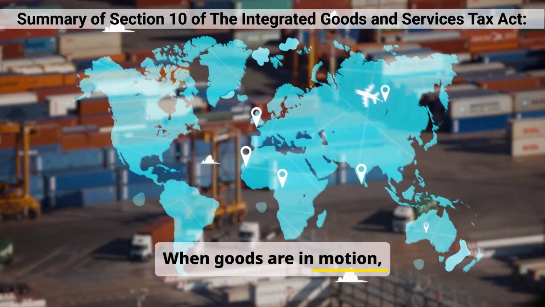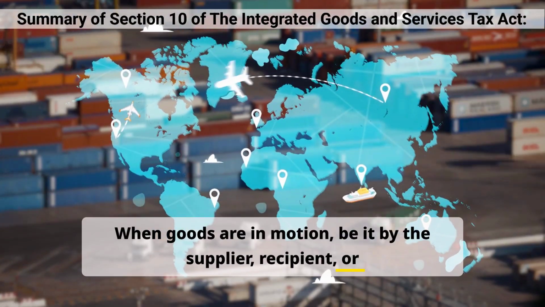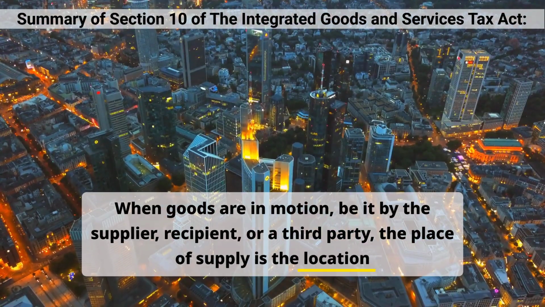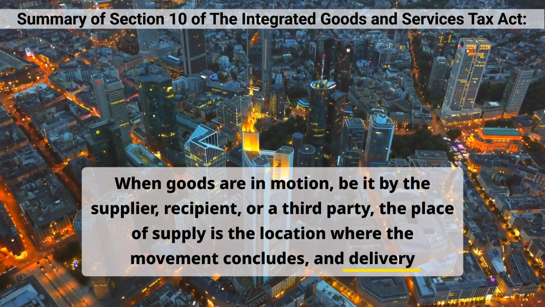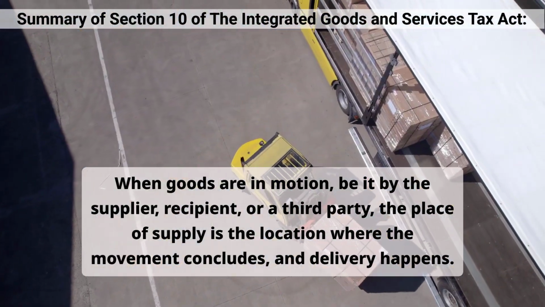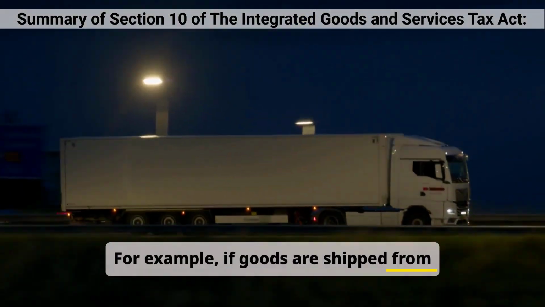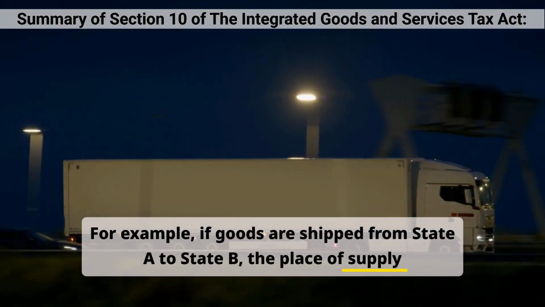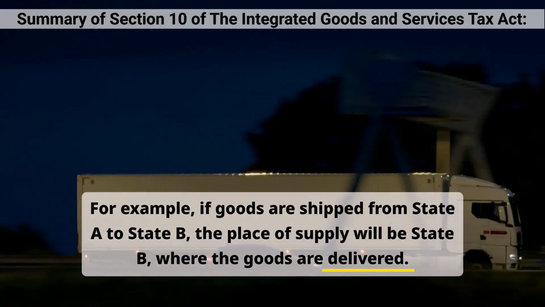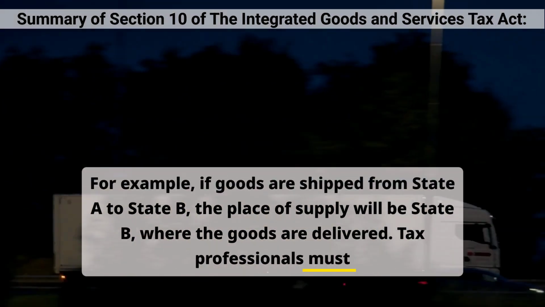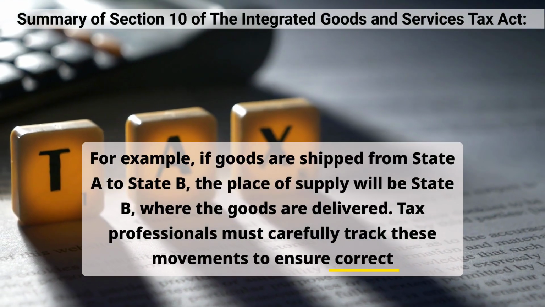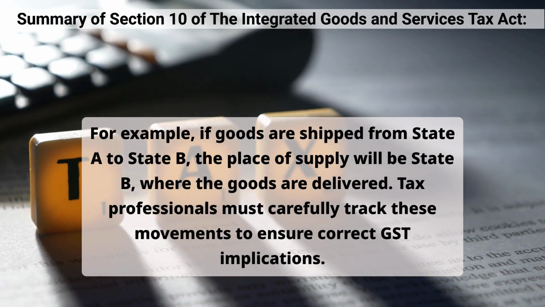When goods are in motion, be it by the supplier, recipient, or a third party, the place of supply is the location where the movement concludes and delivery happens. For example, if goods are shipped from state A to state B, the place of supply will be state B, where the goods are delivered. Tax professionals must carefully track these movements to ensure correct GST implications.